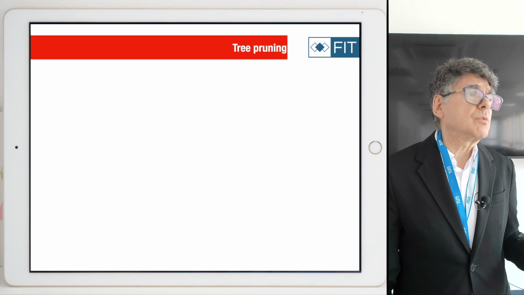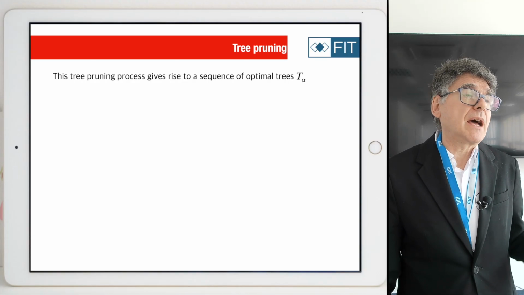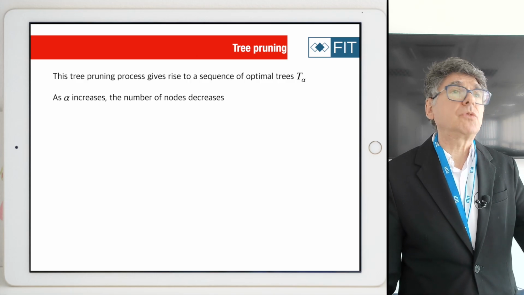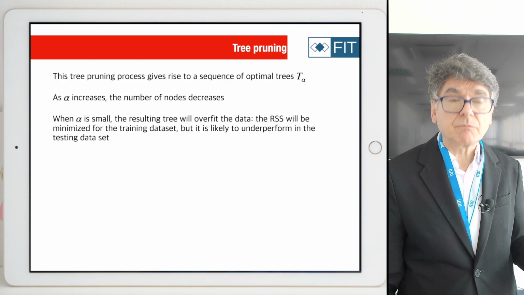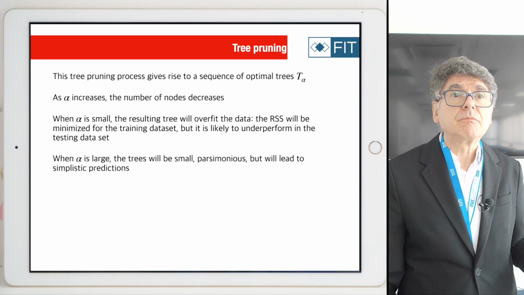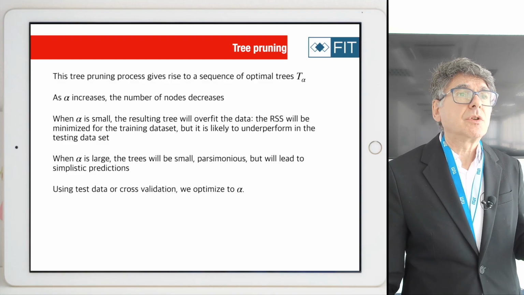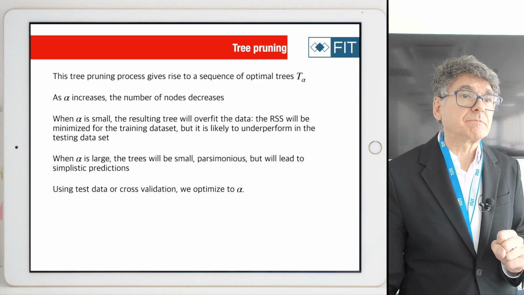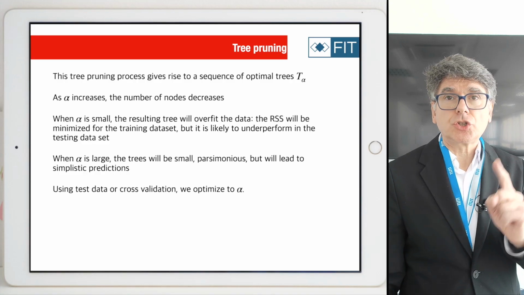The thing is that you don't know what that cost should be, but for every cost that you have, you get a different tree. If the cost is very high, you have a tree with very few branches. If the cost is very low, you have a tree with a lot of branches. What is the right cost? You don't know. So for that, what I'm going to do is I'm going to use an additional data set, which I call the testing data set, which I will use to determine what that cost should be.